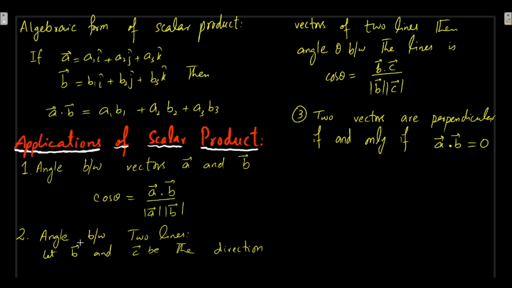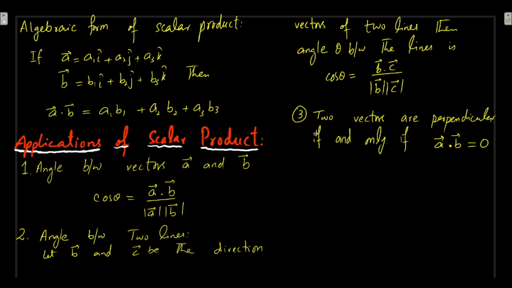Application number 2: we can use the scalar product to find the angle between two lines. In order to find the angle between the two lines, let us consider B vector and C vector to be the direction vectors of the lines. Then the angle between B vector and C vector will be the angle between the given lines. So the angle between the lines theta can be calculated: cos theta is equal to B dot C divided by |B||C|.